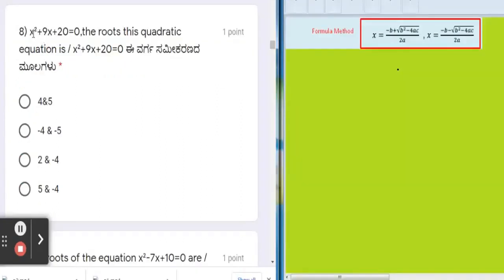Next question in quadratic equation, x square plus 9x plus 20 is equal to 0. The roots of this quadratic equation are... So there are 4 options. We will find the correct option.